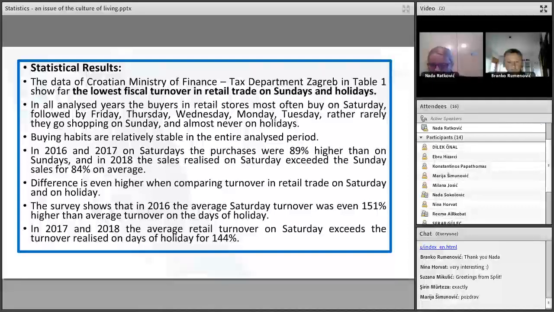In 2016 and 2017, turnover was 89% higher on Sunday, and in 2018, 84% on average. So, what we will say here is that the average retail turnover on Sunday exceeds the turnover realized on days of holiday by 144%.